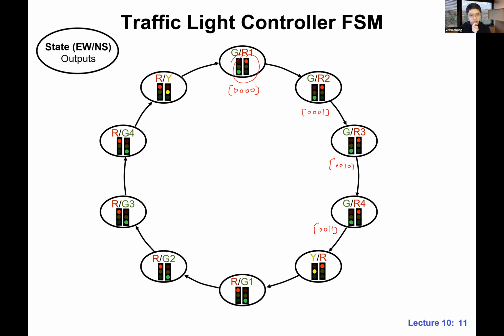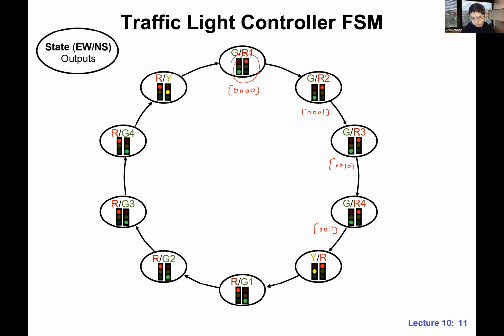So, is there any redundancy in this FSM? Peter is already asking this question. So can we do better? This is sort of symmetric, right? The east-west and the north-south, they are symmetric. So we are seeing some redundancy.